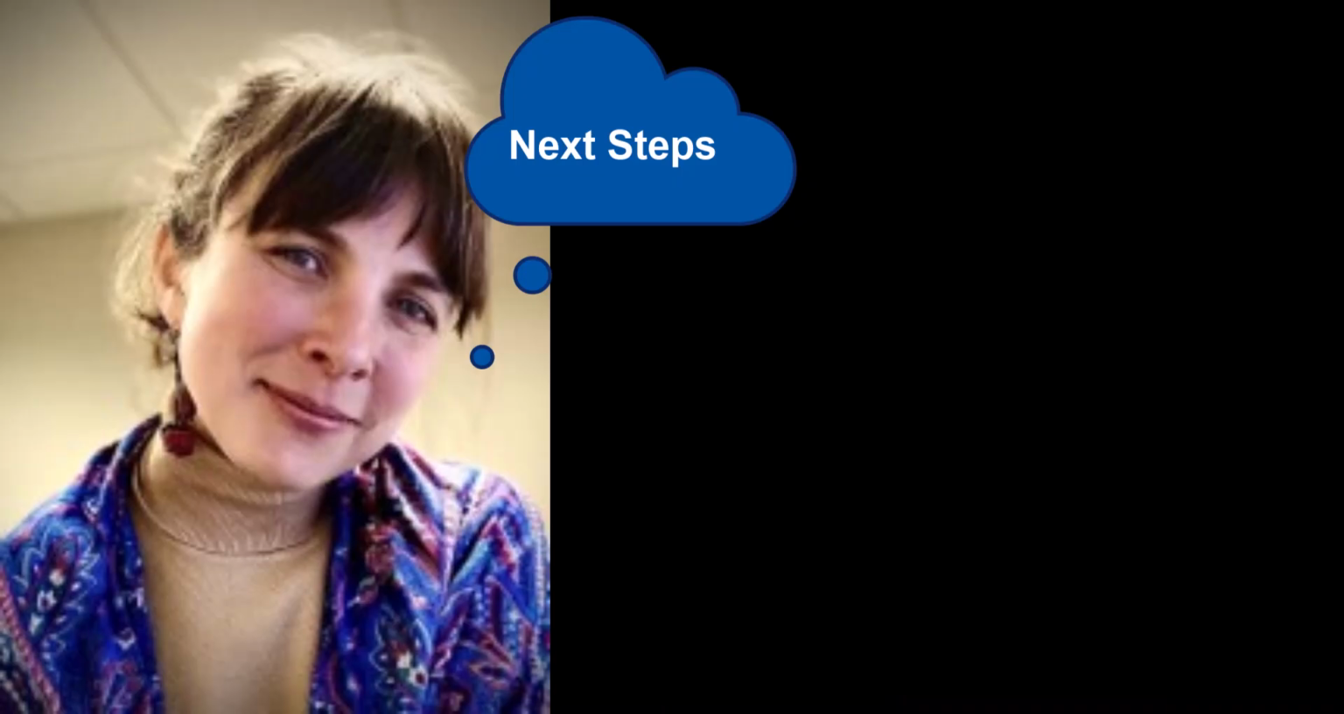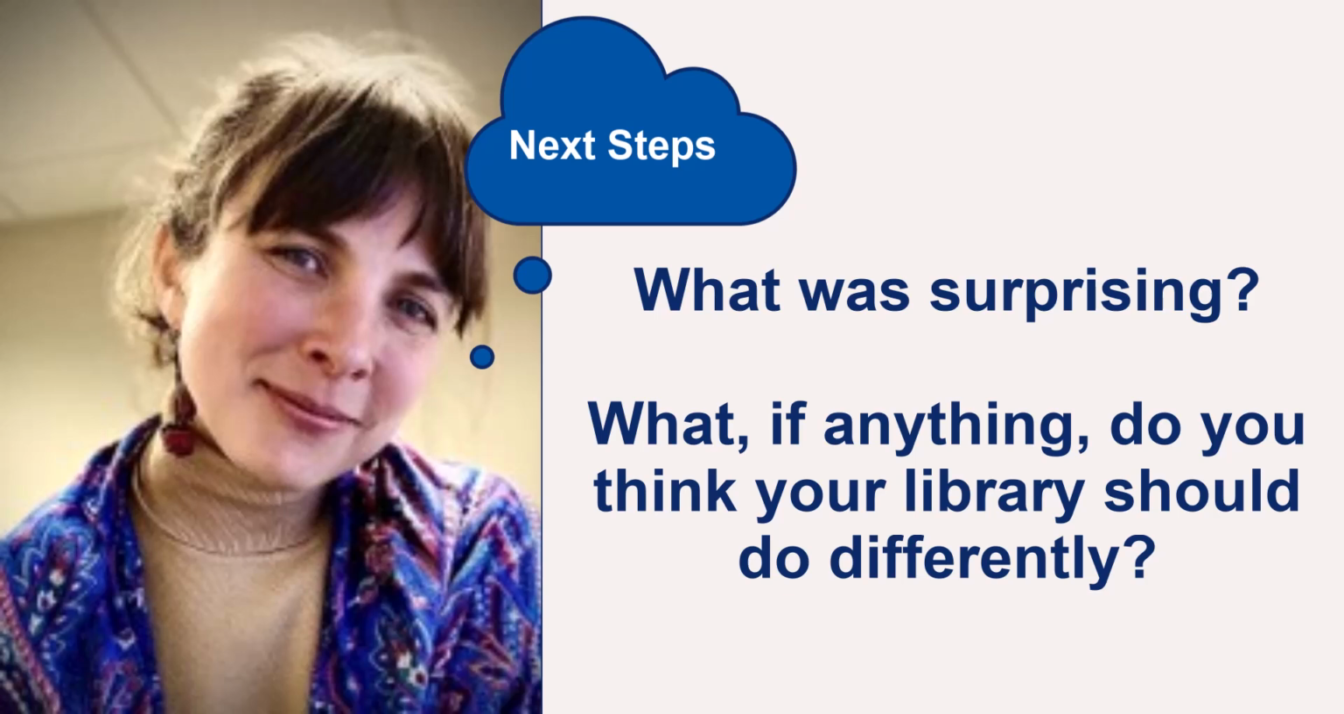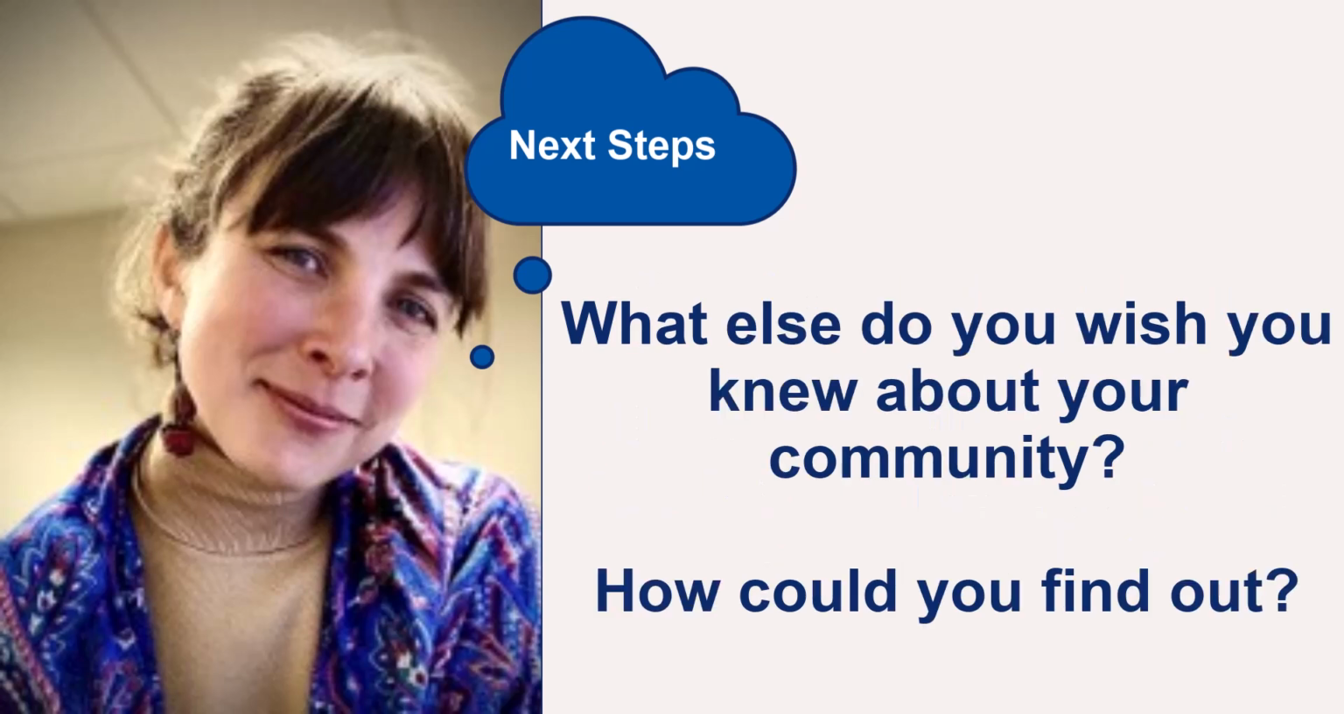Next steps. As you reviewed the profile for your service area, what was surprising? What, if anything, do you think your library should do differently based on this information? Reviewing data can be a useful part of your planning process, and especially when combined with community input, can help paint a more complete picture of your community's current status and emerging needs. Think about what else you wish you knew about your community. How could you find out?